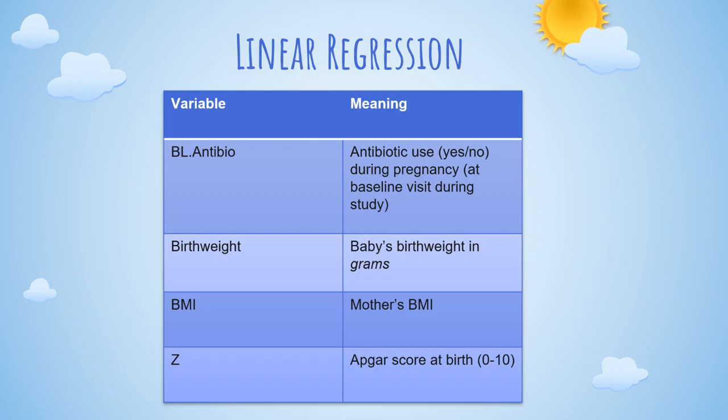So to start off, we can look at what our variables mean. We coded antibiotic use, which is a yes or no question, as 0 and 1 in this model, and reduced the number of factors in the Z to simplify the model. And APGAR score at birth, which is a 0 to 10 score, has been labeled as a Z.